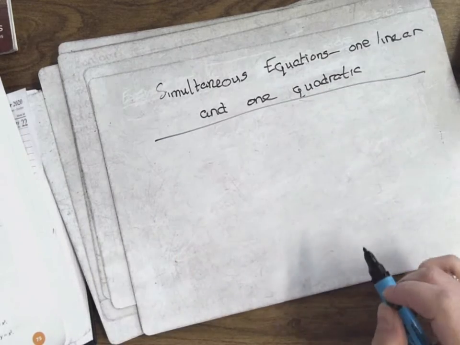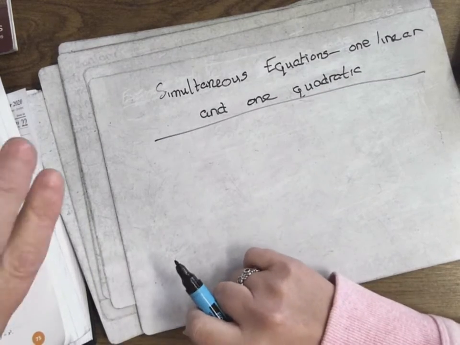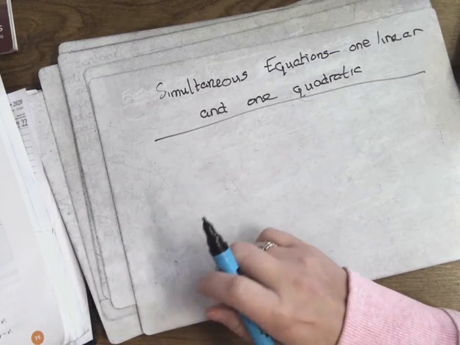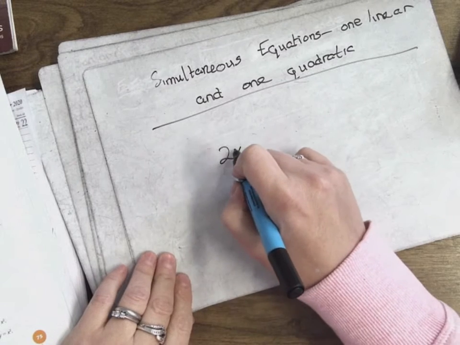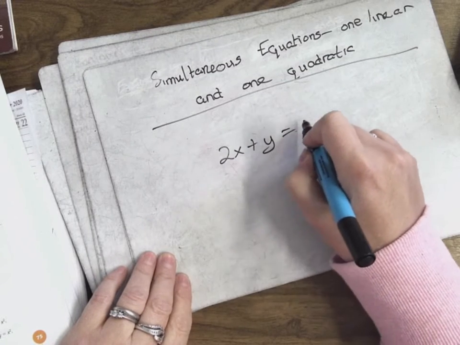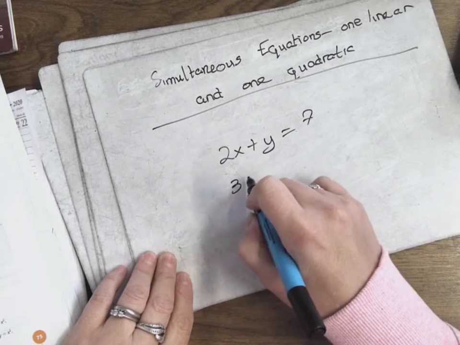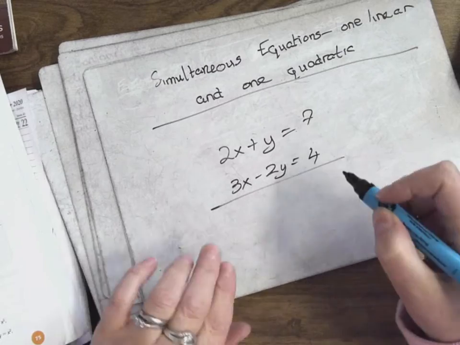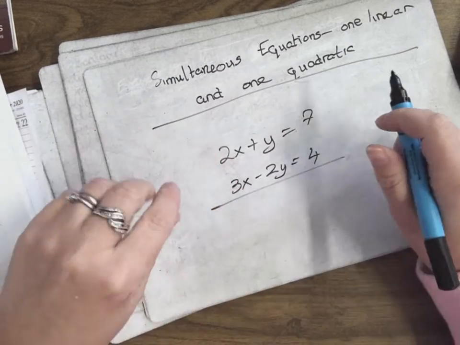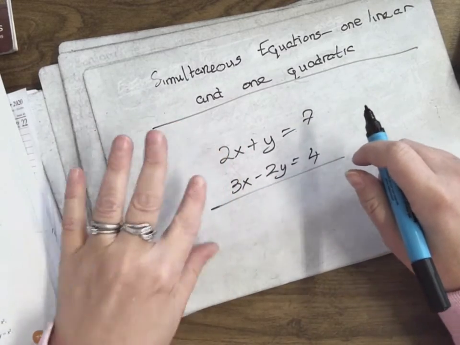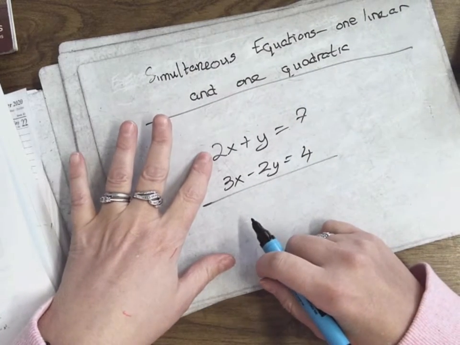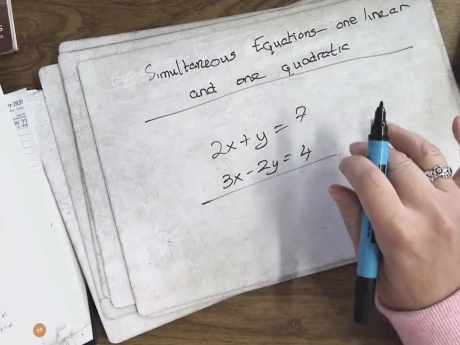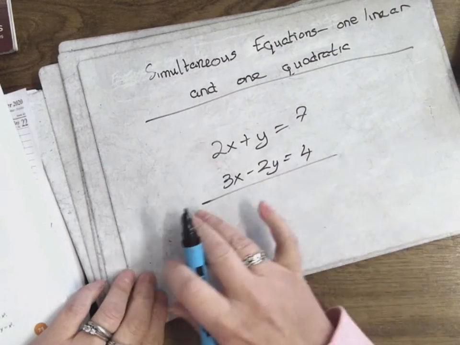Okay, we've done simultaneous equations before, but they were both linear, right? As in there was no x squared term to be seen. Don't write this down, but these are the ones we did before: 2x plus y equals 7, 3x minus 2y equals 4, something like that. There was no x squared term, so that means that's a linear equation. Linear equation means there's no x squared term.